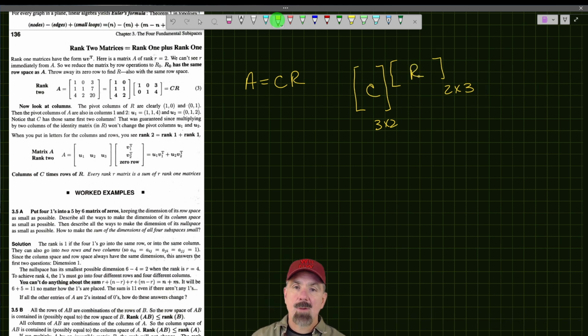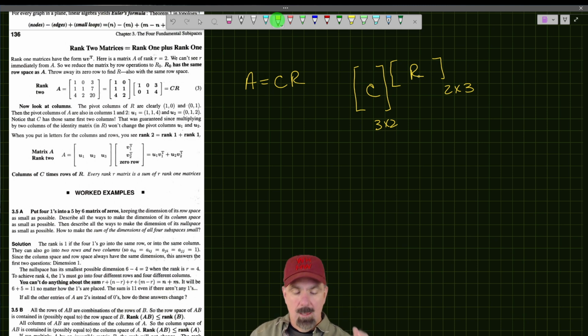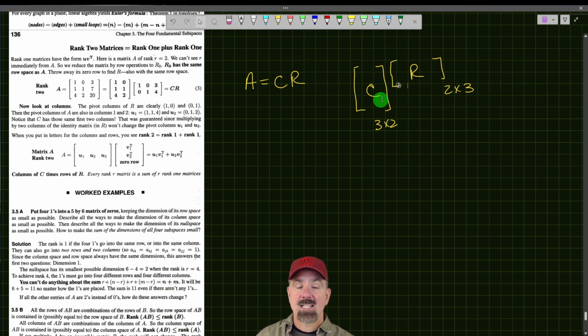But now thinking about the 4 fundamental subspaces, what's the dimension of the column space? Well, that's going to be the number of columns that are in this matrix. What's the dimension of the row space? That's also the number of columns that are in this, right? That's the rank. The rank is the number of linearly independent columns. It's also the number of linearly independent rows.